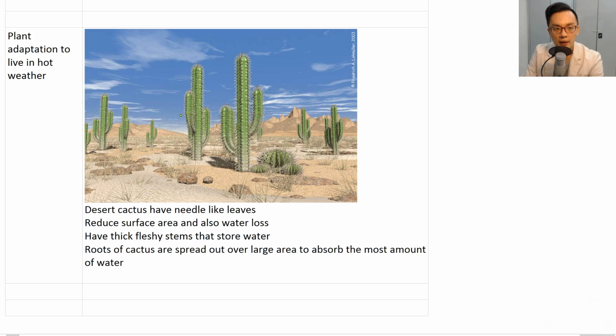Now here we're going to talk about plant adaptations to live in hot weather. In the desert, the cactus has needle-like leaves, so this reduces the surface area and also water loss. And they have very thick fleshy stems that will store water. Another thing, the roots of the cactus are spread out over a large area in order to absorb the most amount of water when whatever rain comes.